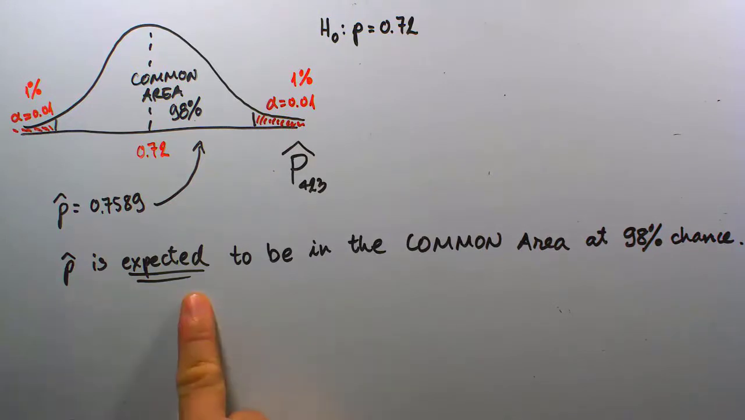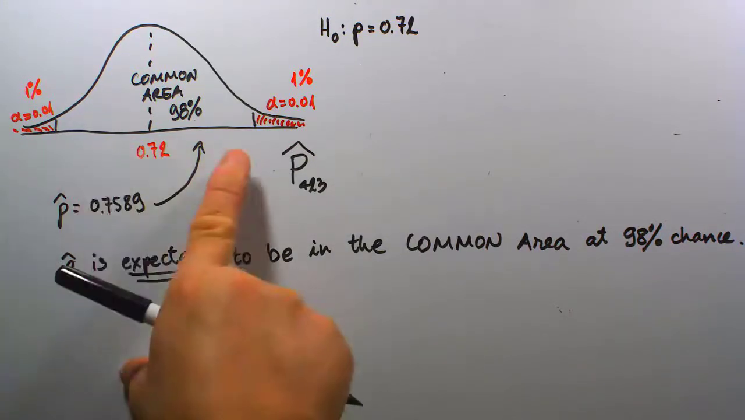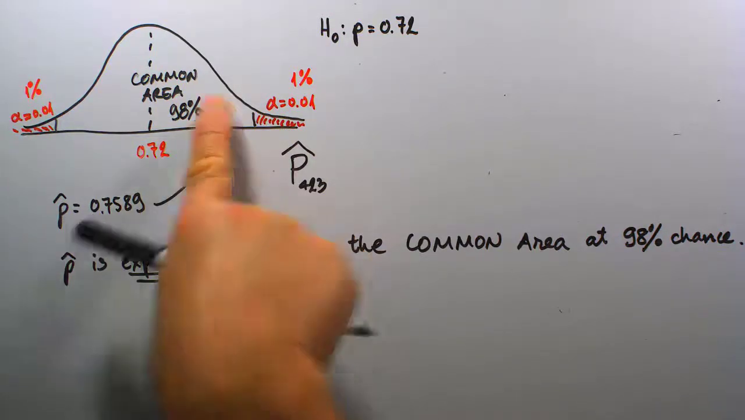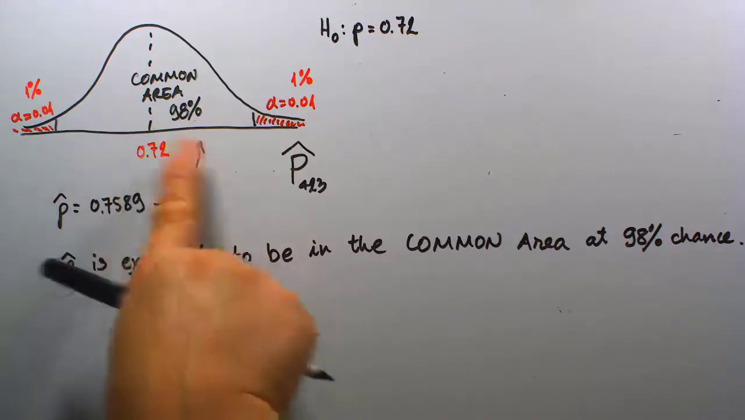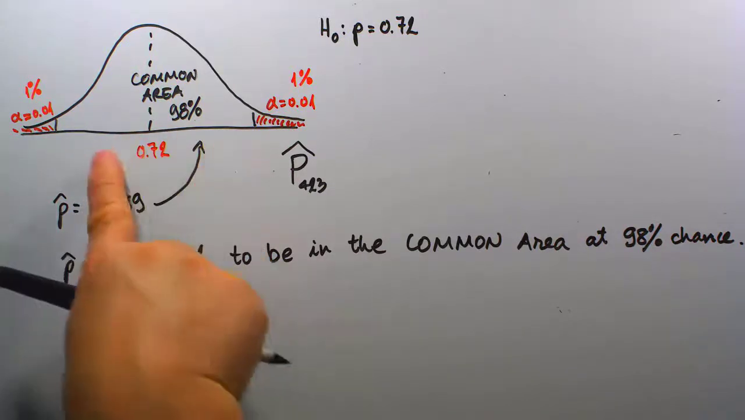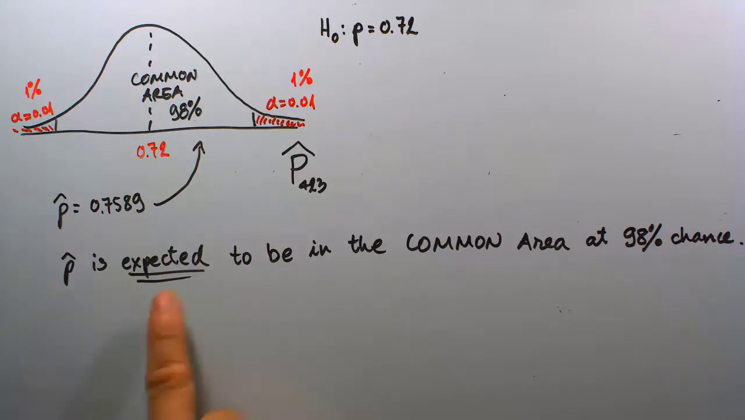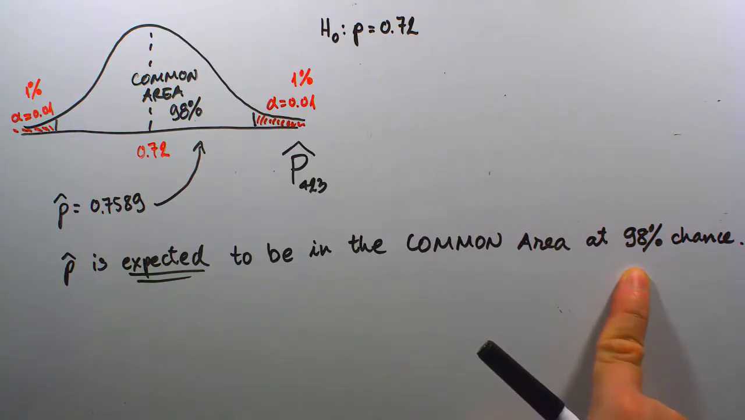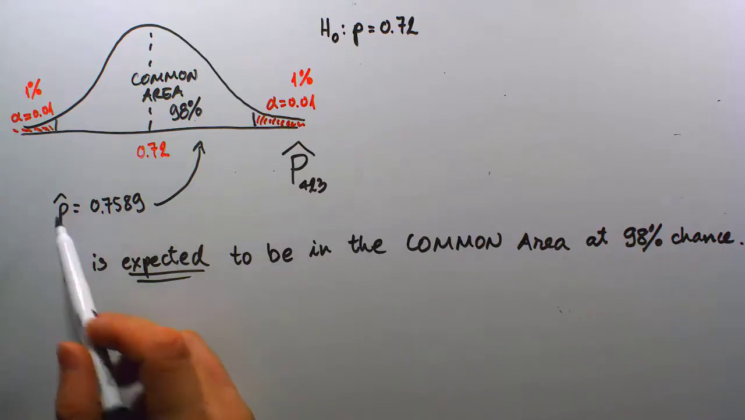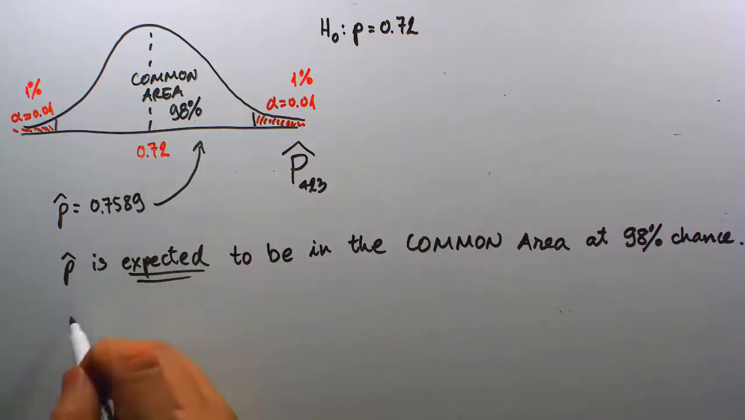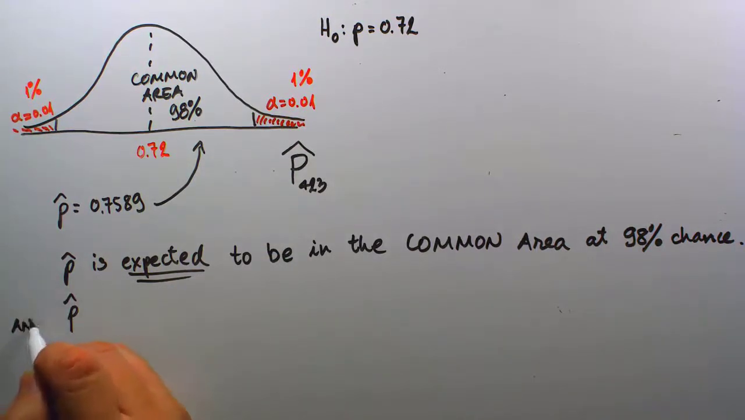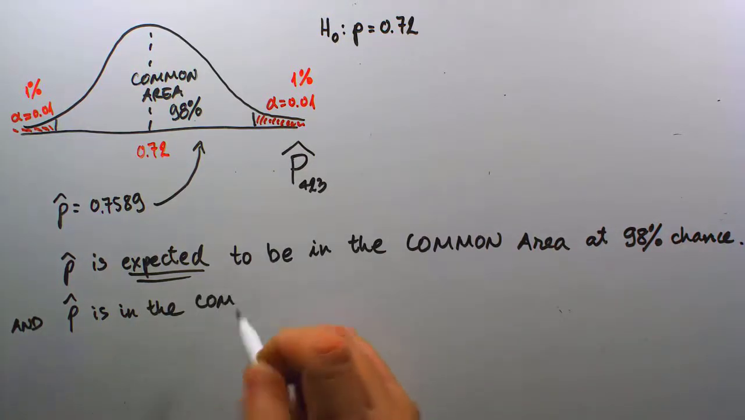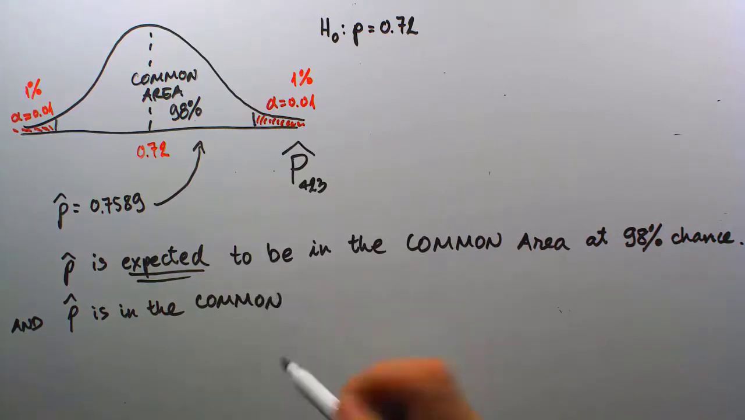Okay, so we're expecting any sample, a lot of samples, because we are allowing some amount of fluctuating. And here in this case, we allowed up to 98% of values to be considered as values fluctuating away from this claim right here. And so any sample that we picked up is expected to be in the common area, and that expectation is at 98% chance. And so indeed, yes, our sample is in the common area. Further, our p hat is in the common area, just like we expected. So it just fell right into the expectation.